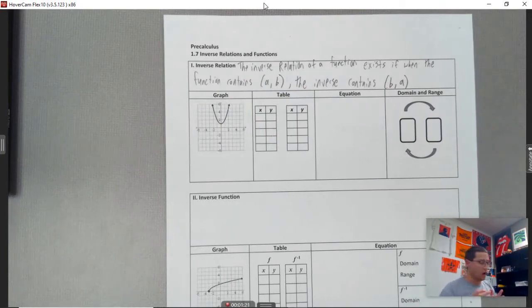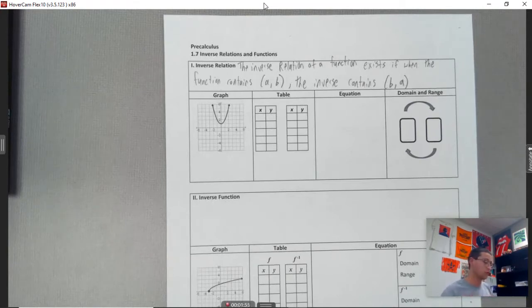Now, I'm assuming that you've read the little website that I posted that has the basics of inverses before you get to this. But an inverse relation is a little bit different than what the website posted. It does not have to pass the vertical line test. Remember, a relation is different than a function. A function is a relation that does pass the vertical line test. But a relation doesn't have those requirements.